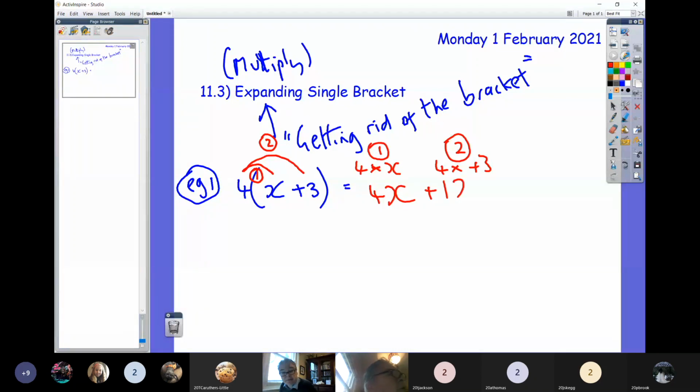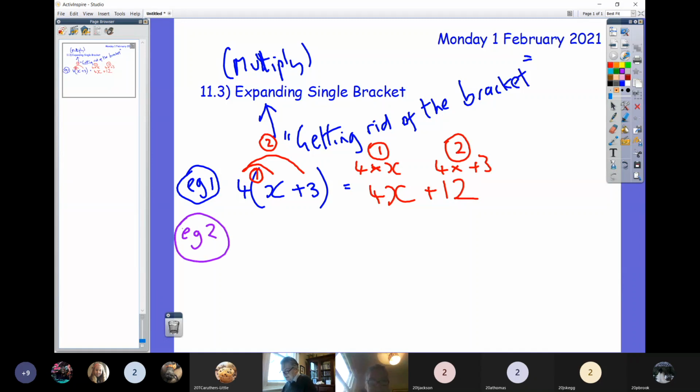You have got rid of the brackets. So that first claw was taking the 4 over to the x, 4 times x is 4x, and then claw number 2, 4 times 3 is 12. So whenever there is a claw, you are multiplying. Right, let's just do another example.